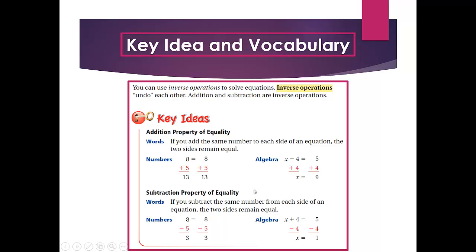Now for the subtraction property of equality, we can see that if you subtract the same number from each side of an equation, the two sides remain equal. So if we have 8 equals 8, and we want to subtract 5 from each side, we're going to get that 3 equals 3, and that is true. Also, if we have x plus 4 equals 5, we could subtract 4 from each side, and we would get that x equals 1. We substitute that back in, 1 plus 4 equals 5, so we can see that that is true.